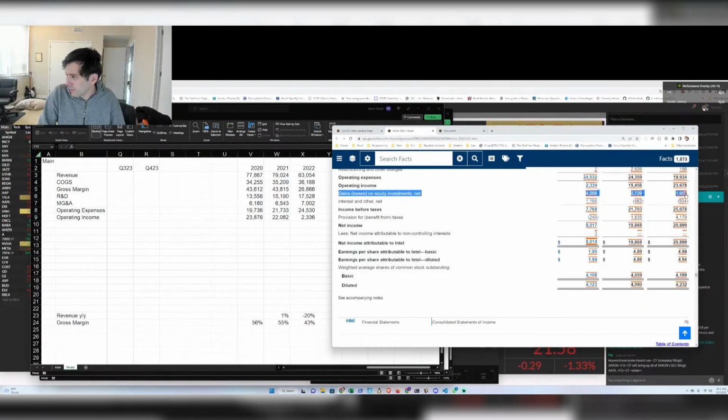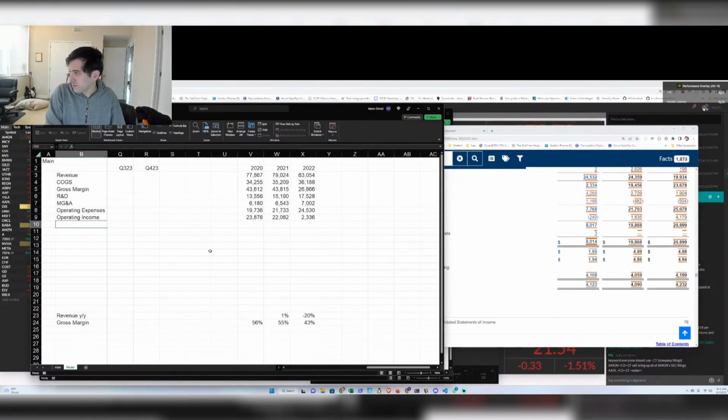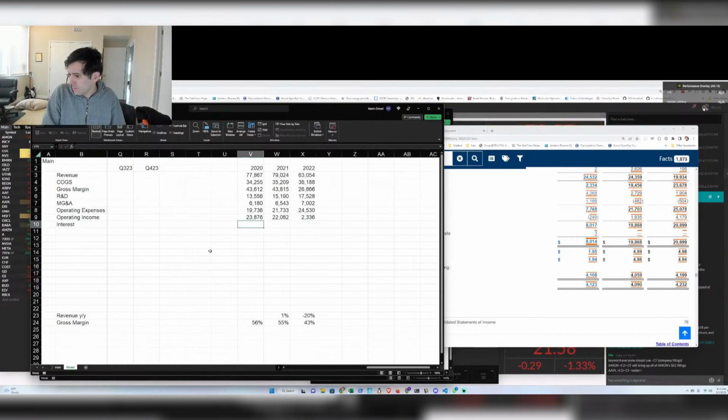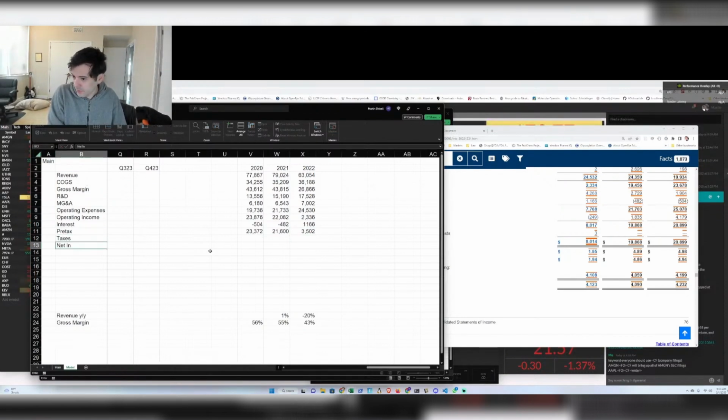We're not going to include equity investment gains because that's typically not a recurring item. It's kind of a GAAP, non-GAAP thing. GAAP is generally accepted accounting principles. And we kind of prefer non-GAAP numbers when possible, although we want to understand the difference between GAAP and non-GAAP.